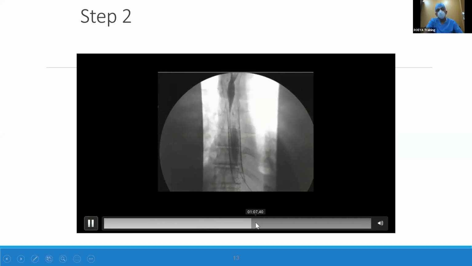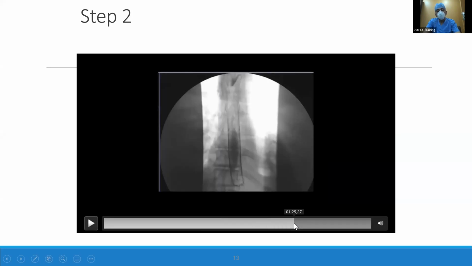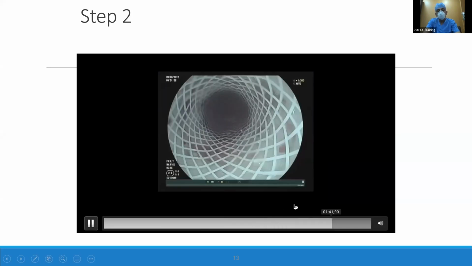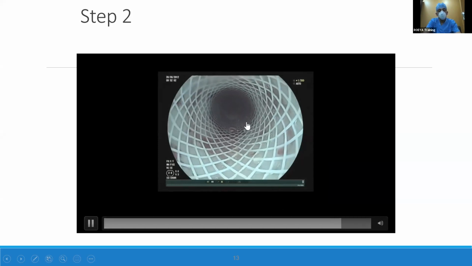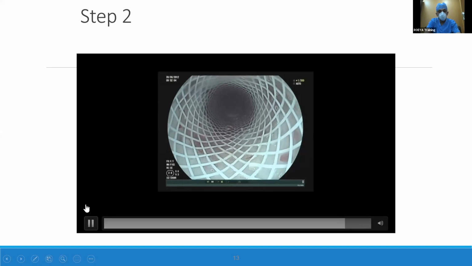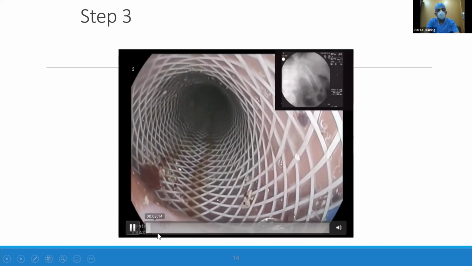The idea of this second stent is to cause pressure necrosis of the hyperplasia. We leave it for 1 week to do this. You can see this is now the second stent. Previously, I was using more the polyflex, but now I'm using the fully covered wallflex. Then we come back after 1 week and we remove both of them.